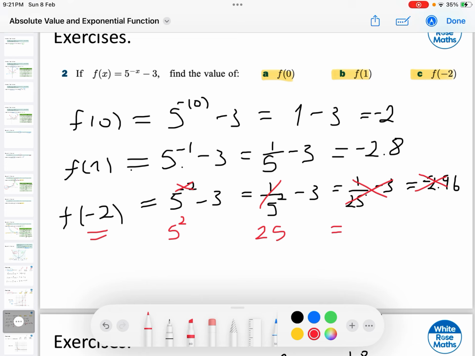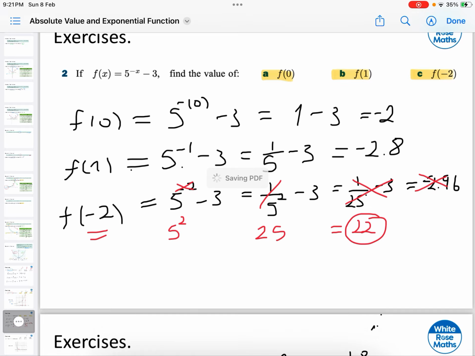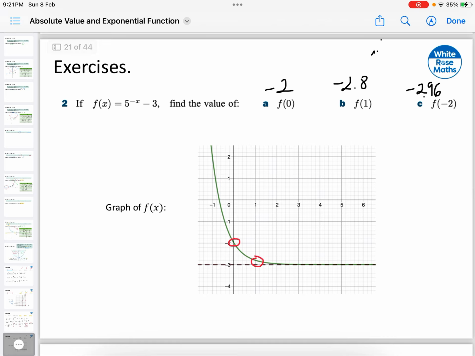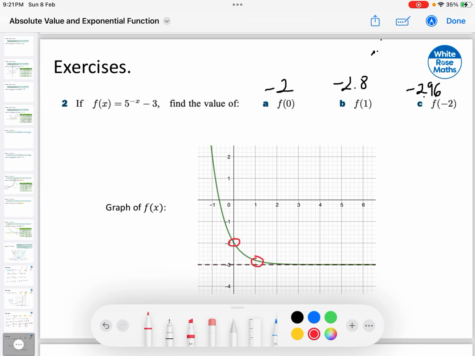Meaning then that this is not correct. The answer should be 25 minus 3, that's 22. The answer has to be positive. Now, how do I know that I made the mistake, right? Because I immediately noticed that from the graph. Take a look at the graph. I was supposed to graph f of negative 2. And what I have here is a negative number. It cannot be negative. Here is negative 1, so negative 2 is around here.